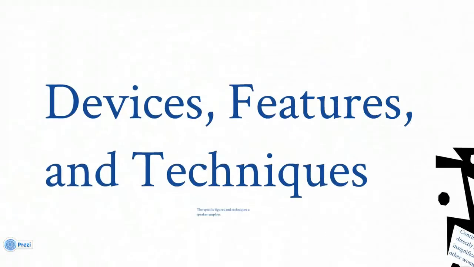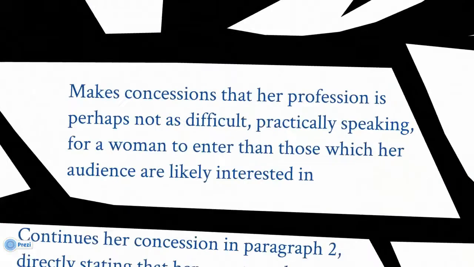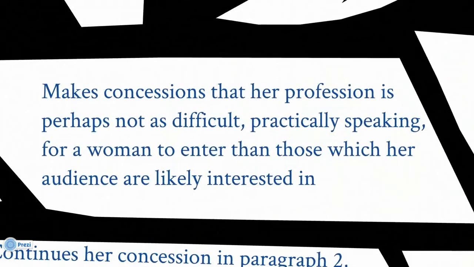And I want to jump all the way down to the very bottom of the pyramid and take a look at some of the individual devices, features, and techniques that she employs to earn that trust, to bridge that gap. And I want to start by talking about the concessions that she makes. In the very beginning of the essay, she concedes that her profession is perhaps not as difficult, practically speaking, for a woman to enter than those which her audience are likely interested in. Jobs in offices and commerce and who knows, maybe even manufacturing or trade, that sort of thing. So right away she concedes that her profession is perhaps easier to enter into.